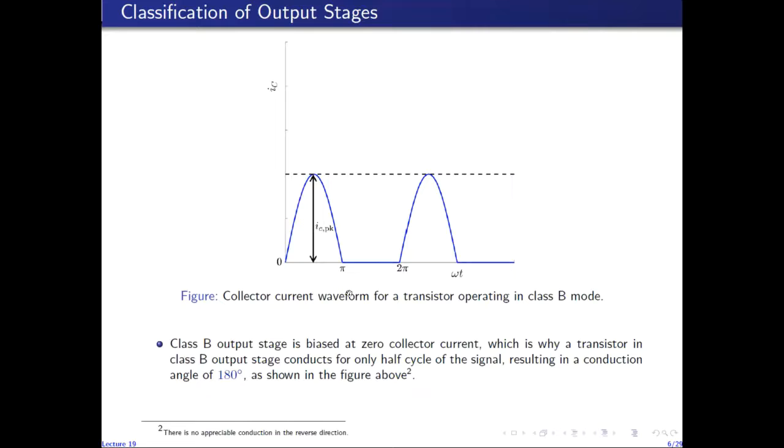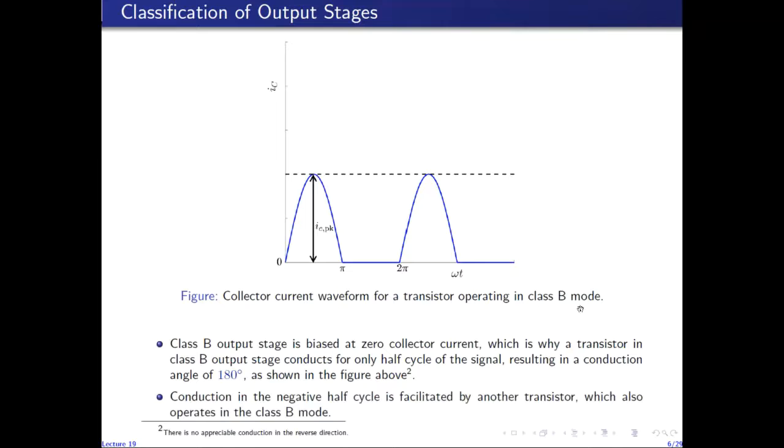It should be mentioned, as we will see later on, that the conduction in the negative half cycle is provided by another transistor, which also operates in class B mode. And the currents from the two transistors are combined to generate the load current.